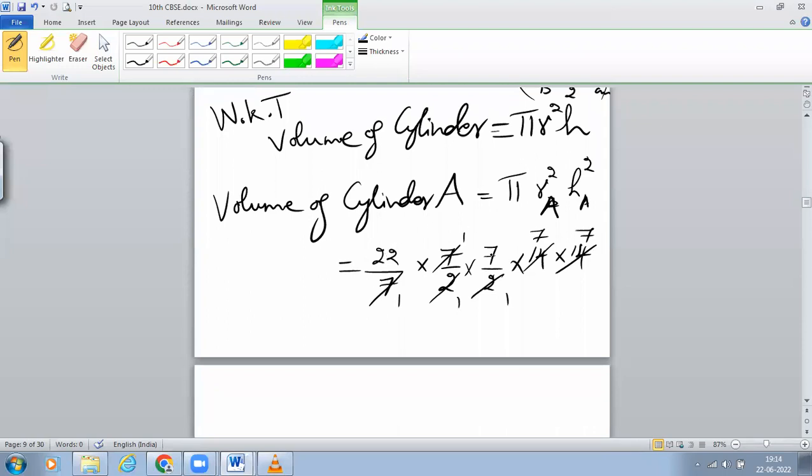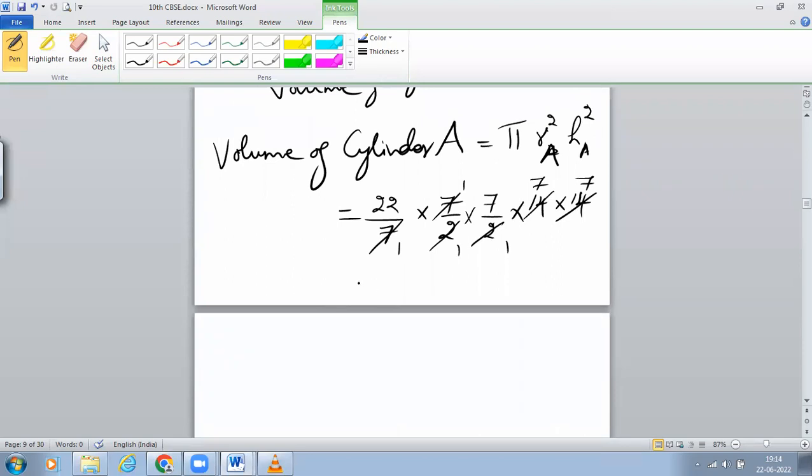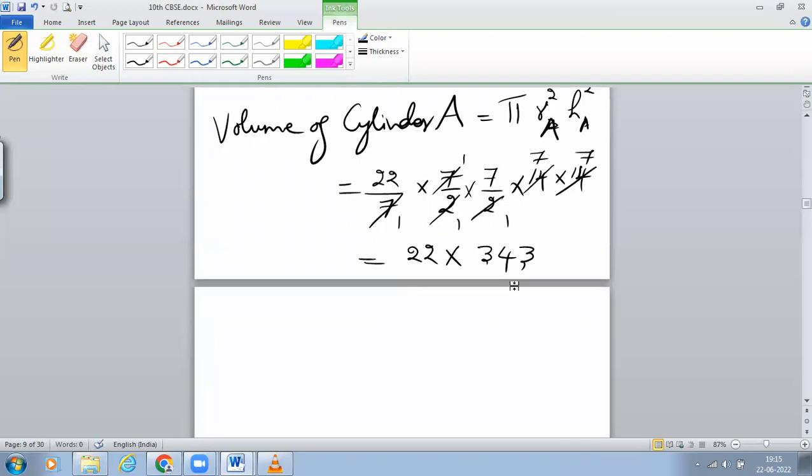So 22 into 7 into 7 into 7. What is the answer you will get? First we can multiply 7 into 7 into 7, then multiply by 22. 7 7s are 49. What is 7 into 49? Is it 343? Yes or no? That is 7 cube. The answer is 343. Now we have to multiply 22 and 343. What is the answer you will get?